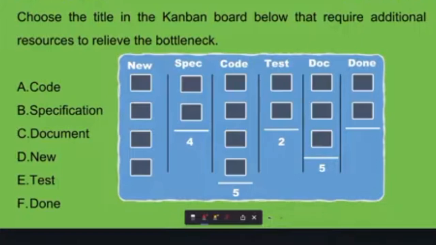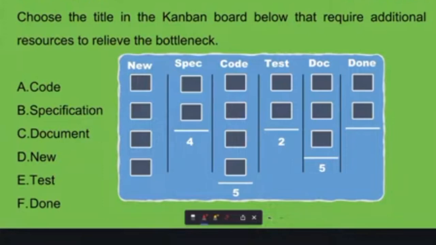Choose the title in the Kanban board below that requires additional resources to relieve the bottleneck. A, code. It already has 4 and we can put one more, so 5. Specification, 4 is the limit, and we already have 2. Document has 5, but we already have 3. New, nothing is mentioned, so it is 4.